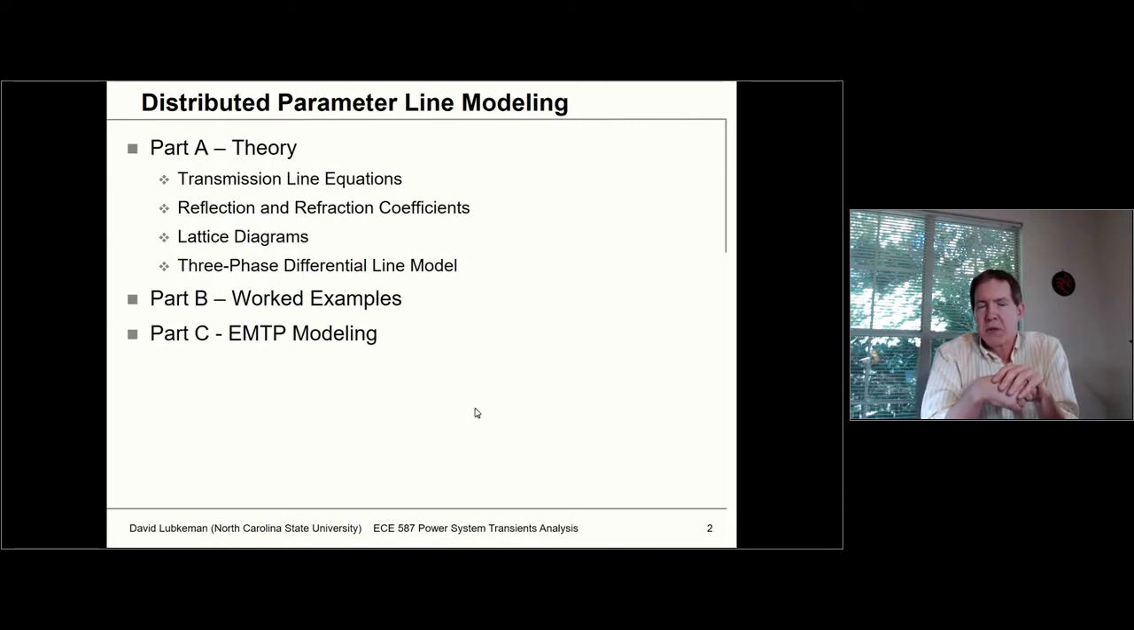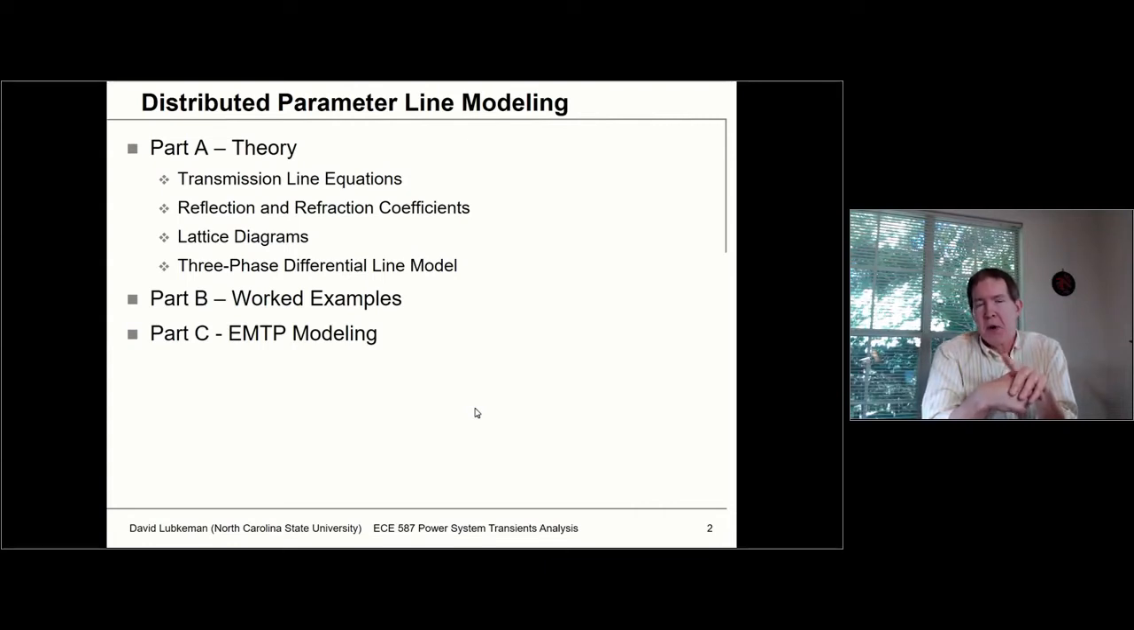And so I'll talk about the theory first, and we'll get into what we call the transmission line equations, and then we'll get into concepts of reflection and refraction. And then the way we're going to analyze this by hand is we're going to use something called lattice diagrams. There's different names for this, but I refer to this as a lattice diagram. I'm also going to touch upon how we can take the single phase model and extend that to three-phase modeling, but we won't be able to get into a lot of depth on that particular subject.